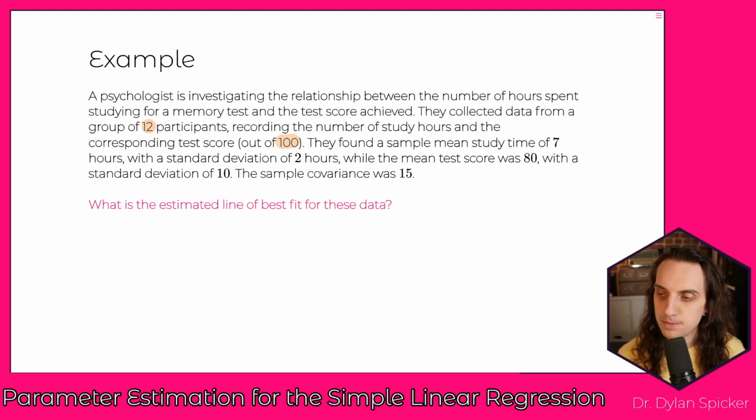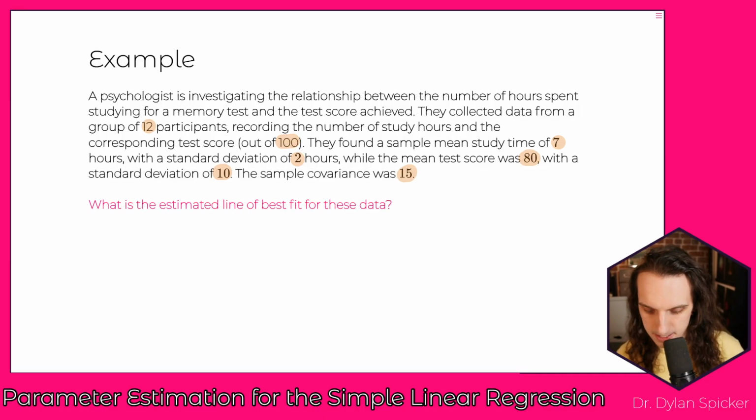They find a sample mean study time of 7 with a standard deviation of 2. The mean test score was 80 with a standard deviation of 10. The sample covariance is 15. So what is going to be our line of best fit?